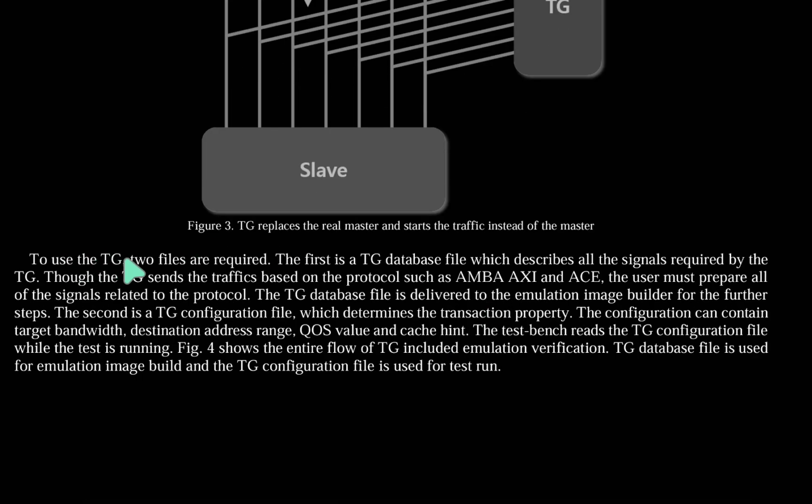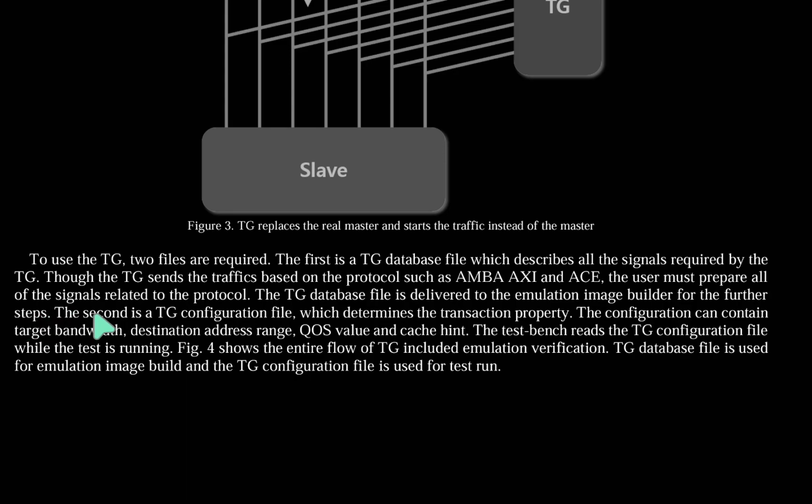To use the TG, two files are required. The first is the TG database file, which describes all signals required by the TG. Though the TG sends traffic based on a protocol such as AMBA, AXI, and ACE, the user must prepare all of the signals related to the protocol. The TG database file is delivered to the emulation image builder for the further step.